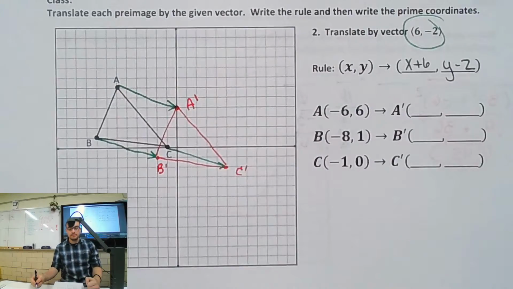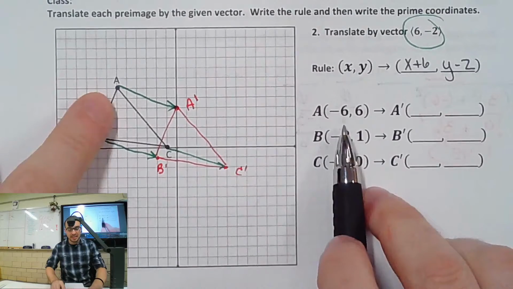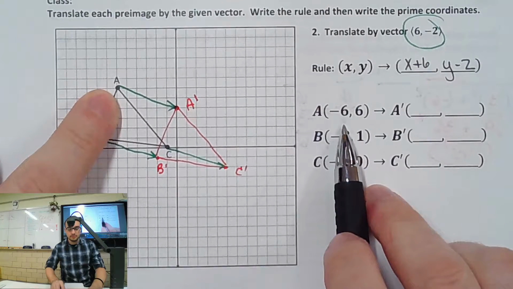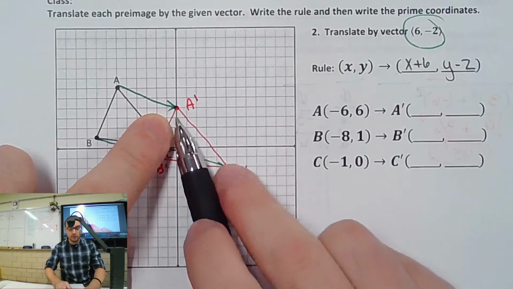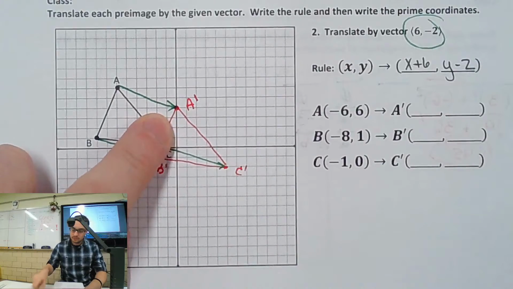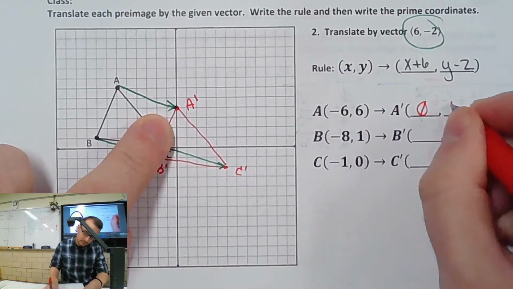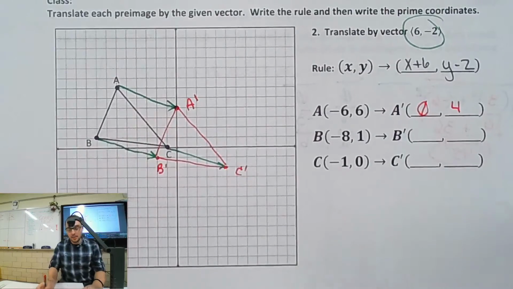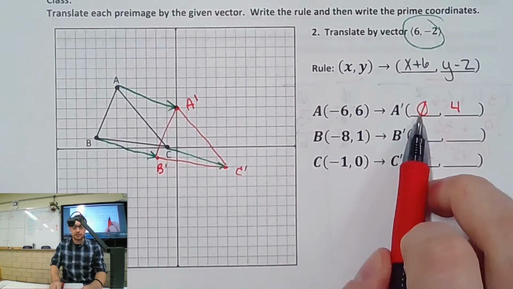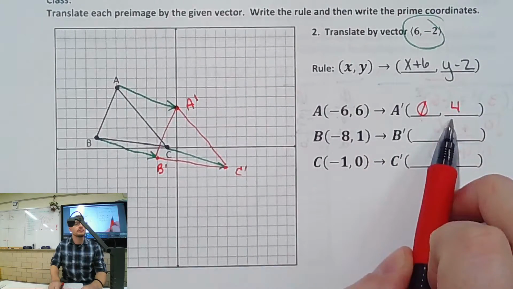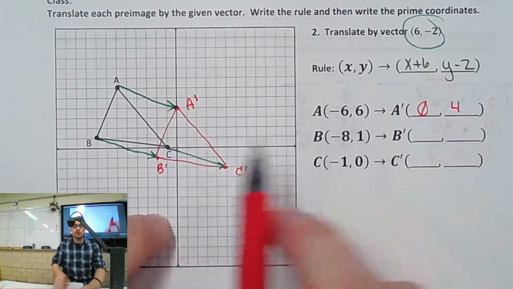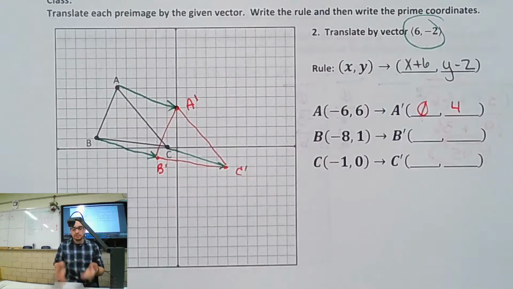coordinate, right? You'll notice A is negative 6, 6. Where it ends up is 0, 4. And that makes sense because negative 6 plus 6 is 0. 6 minus 2 is 4. Right? So you can check your work, vice versa, with this. Write both. So this won't be that hard.